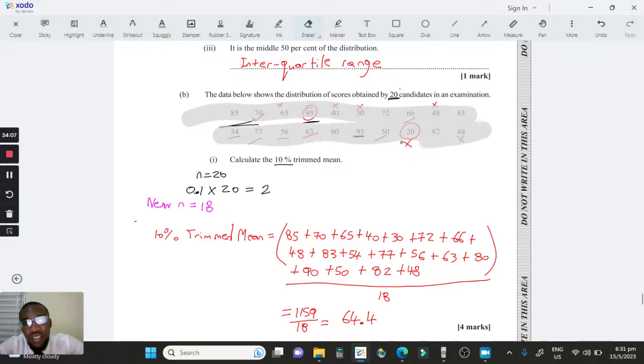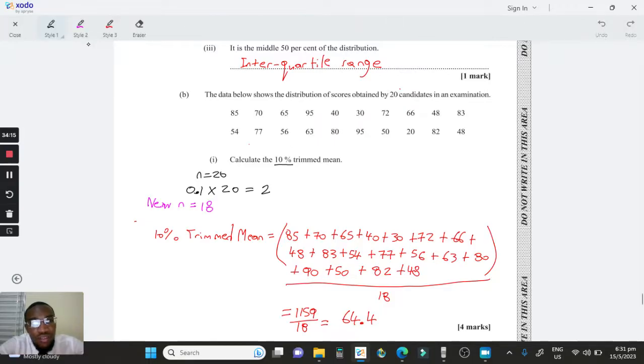The reason why I'm erasing off all the markings is because I'm going to reshuffle them in order. So we're going to put back the marking once we take them off. Starting from the lowest, we had 20. Get that out the way. Then we had 30. Get that out the way. One more in the 30s.